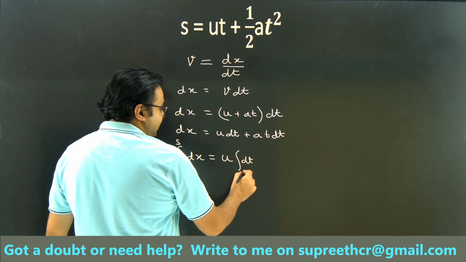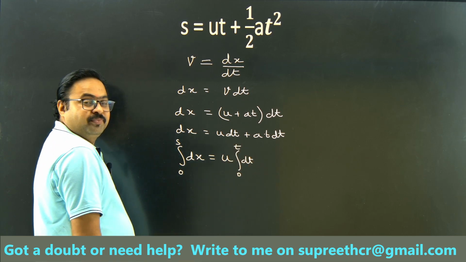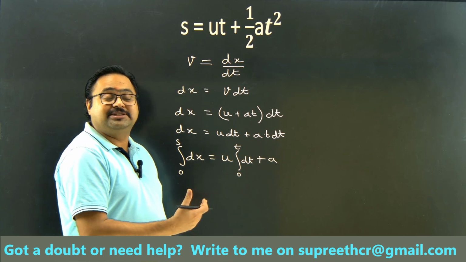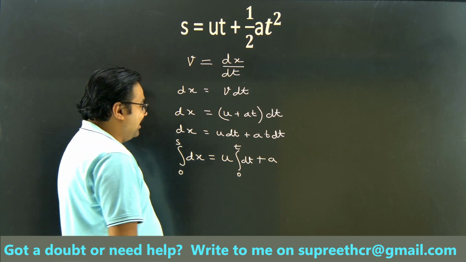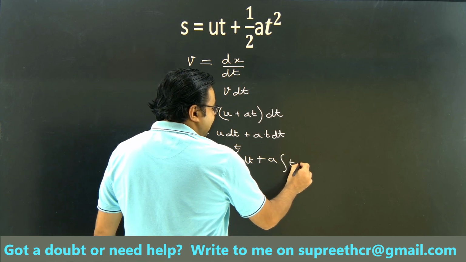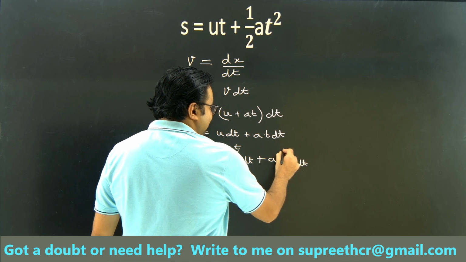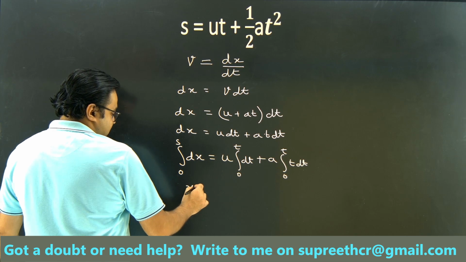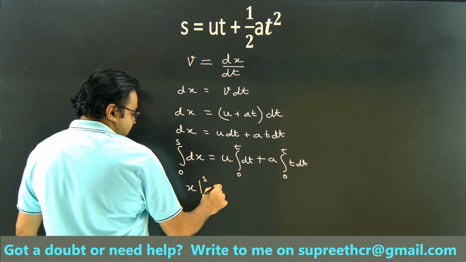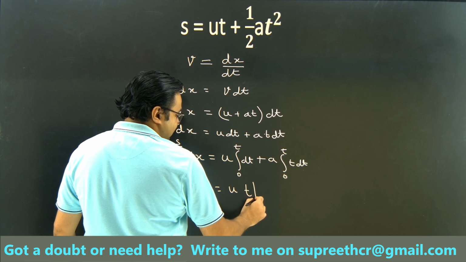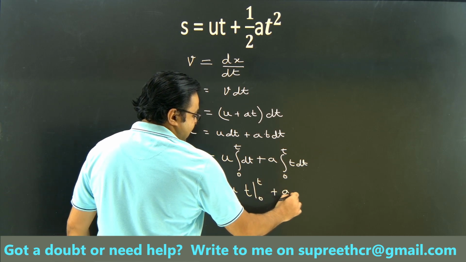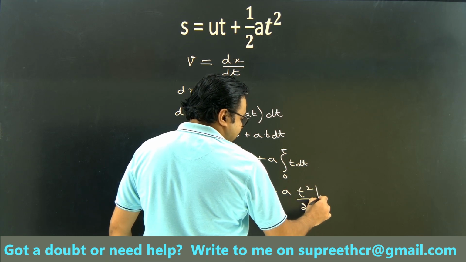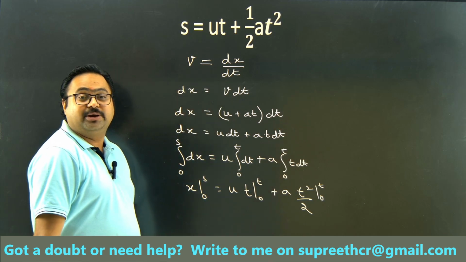Inside the integral, you have dt from 0 up to t, plus the acceleration a, which is a constant. I told you all of these equations will only hold when the acceleration is a constant, and inside the integral you will have t dt, dear friends, and t will go from 0 to t, right? So if you integrate this, you will have x being evaluated between 0 and s equal to u into t evaluated between 0 and t, plus a into the integral of t dt, which becomes t square divided by 2, and that has to be evaluated between 0 and t once again.